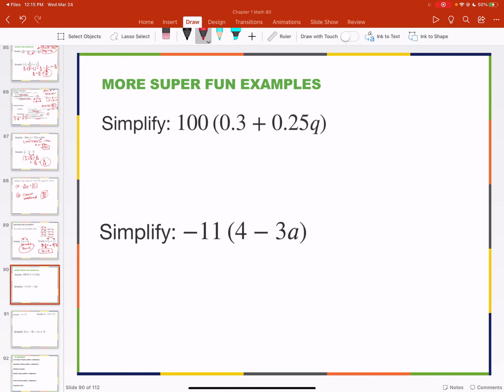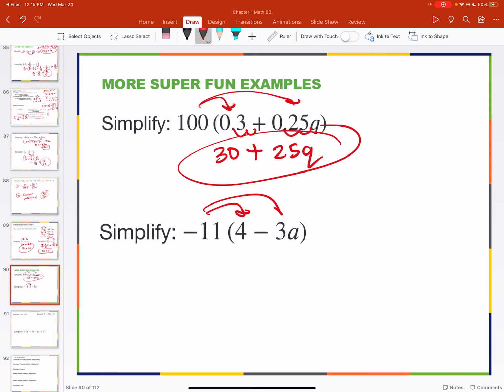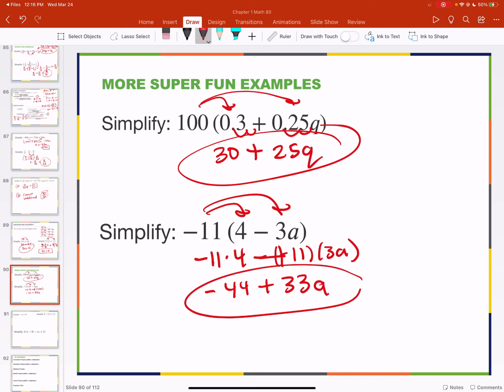Let's do some more super fun examples of the distribution property. Remember, when you're multiplying by 100, you move the decimal place two spaces to the right. So here, this will be 30. 100 times 0.3 is 30, plus 100 times 0.25q would be 25q. How about here, -11? We also need to remember to distribute the negative. So -11 times 4 minus, so you could do -11 times 3a, which is the same thing here. This becomes a positive. This is -44 plus 33a.